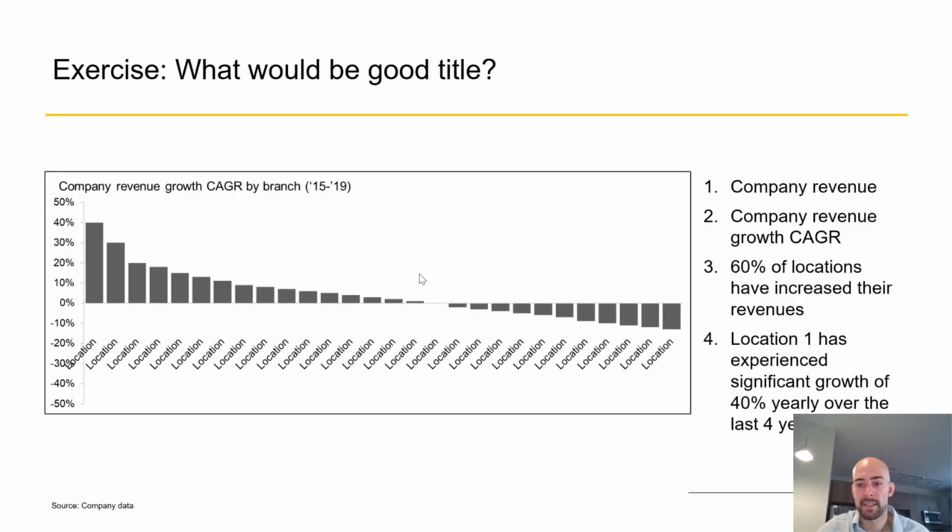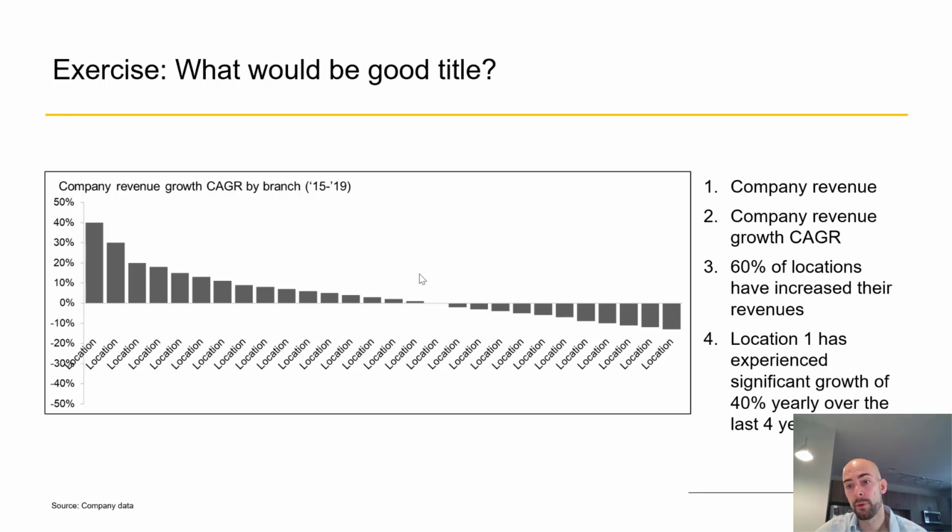Welcome back. Here on the right side, you see a couple potential action titles. The first one, company revenue, is again fairly descriptive. It simply says what the data is, but it doesn't give you any insights. The next point, company revenue growth CAGR, is basically the same. It just shows us a little bit more about what the data is, but it doesn't give us any information about a so what. Anything surprising or interesting that helps us make better decisions or whatever our goal is here.